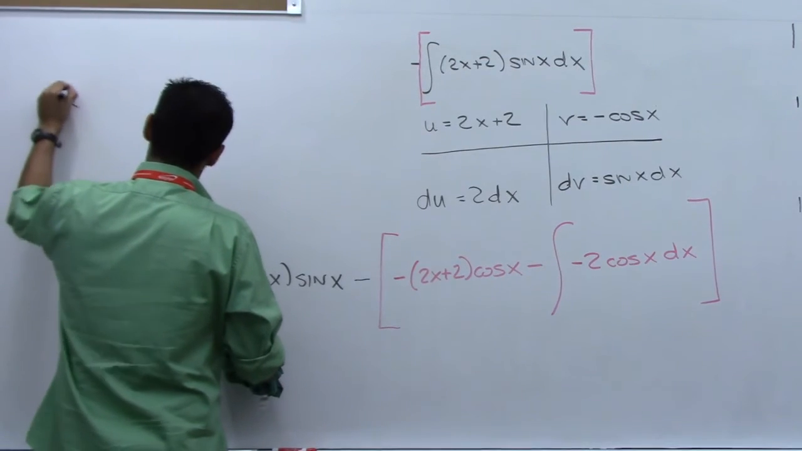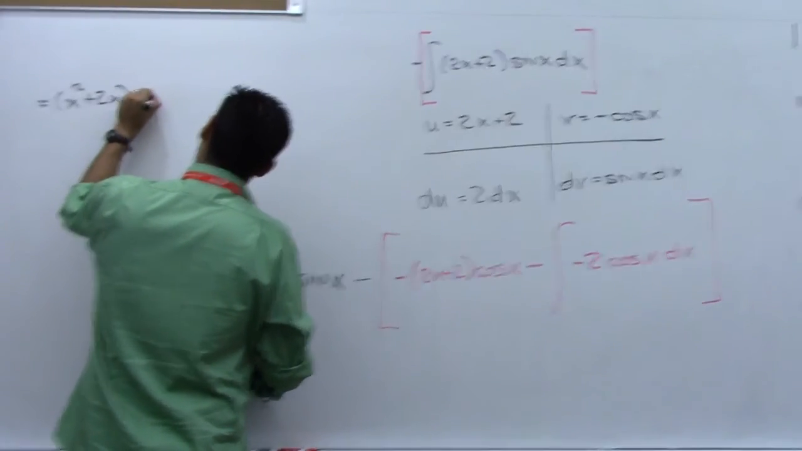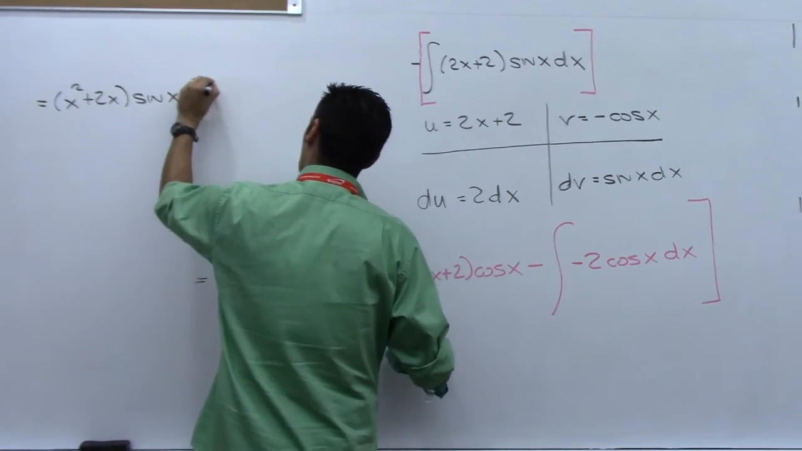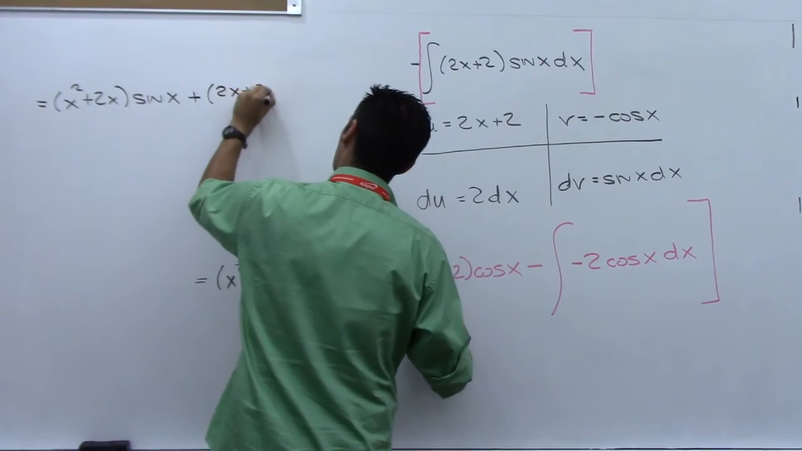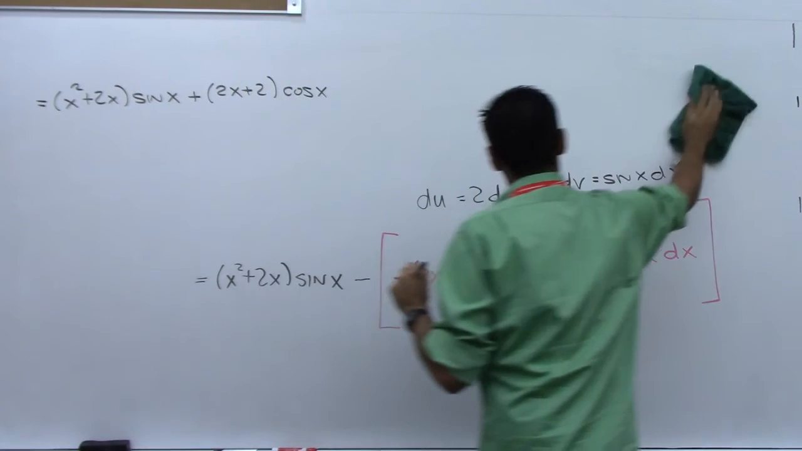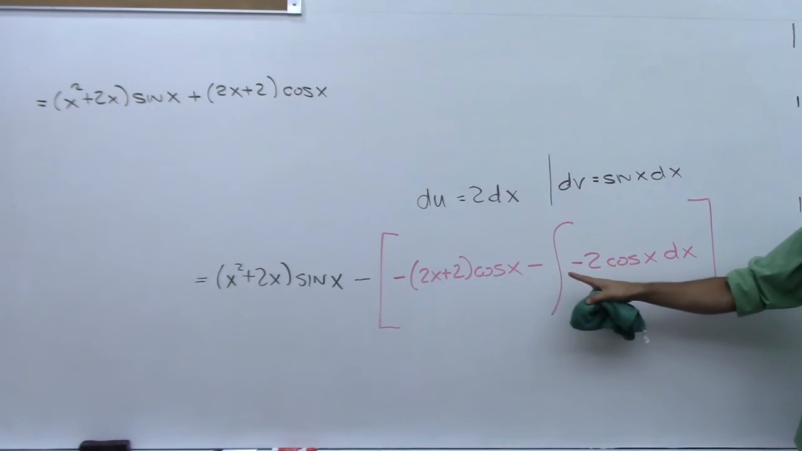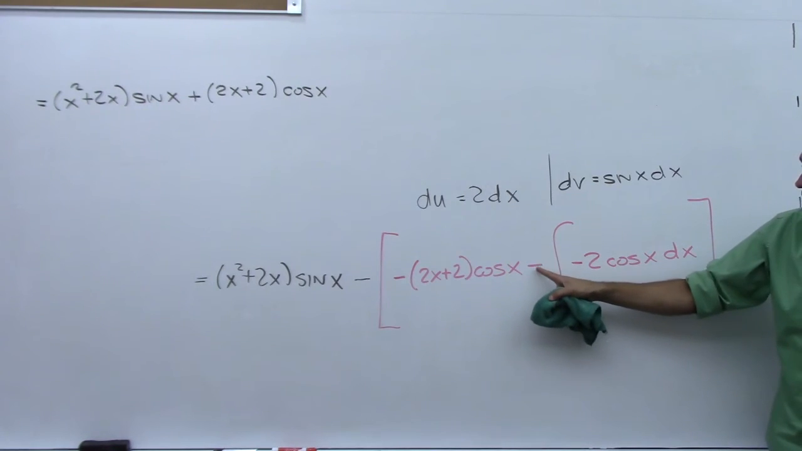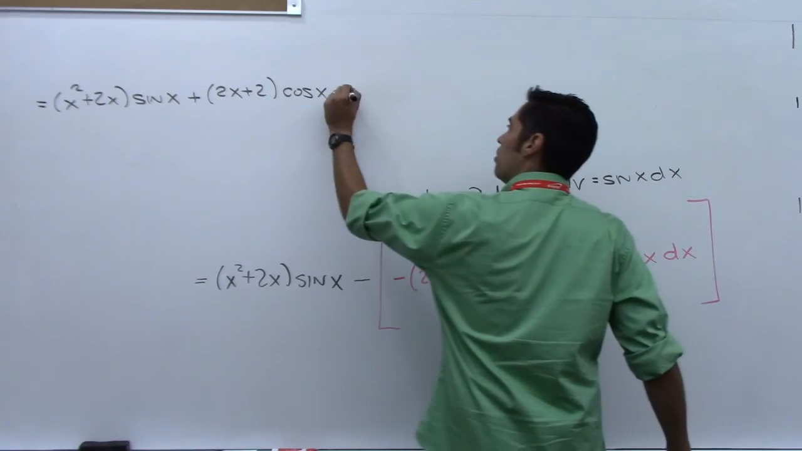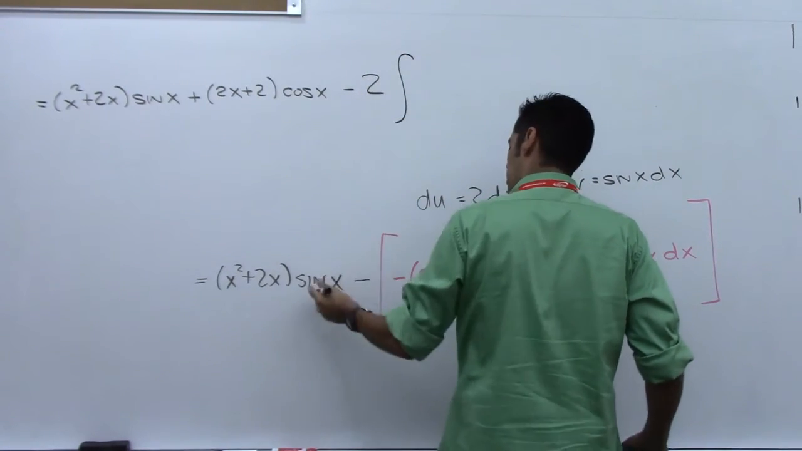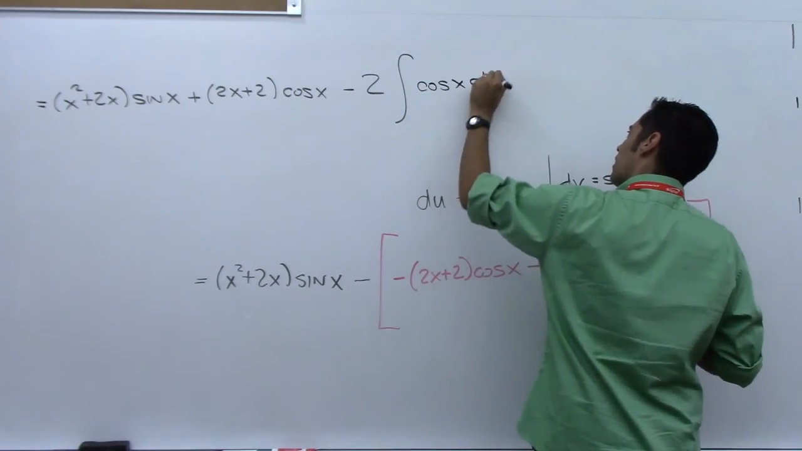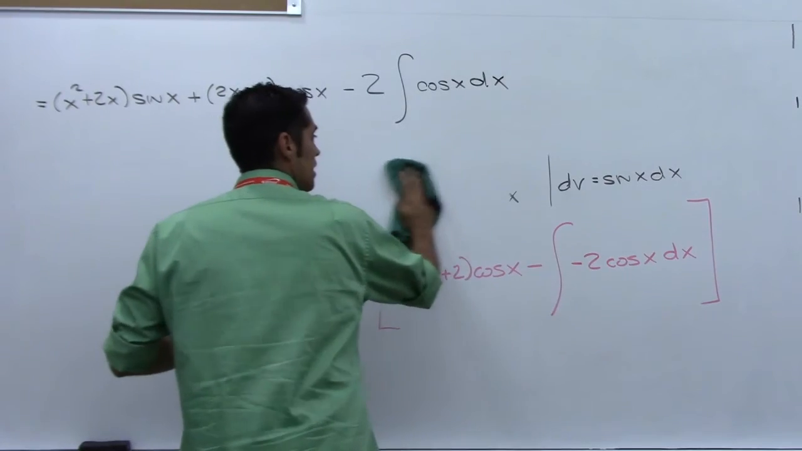So x squared plus 2x sine x minus, now this minus and that minus become plus, plus 2x plus 2 cosine x. And then we said this, I'm not going to do the integral yet, but I have minus and minus, which becomes plus 2 out here, but then minus. So minus 2 integral, so I distribute that negative through here. And then I have cosine x dx. And the antiderivative of cosine x is sine x.